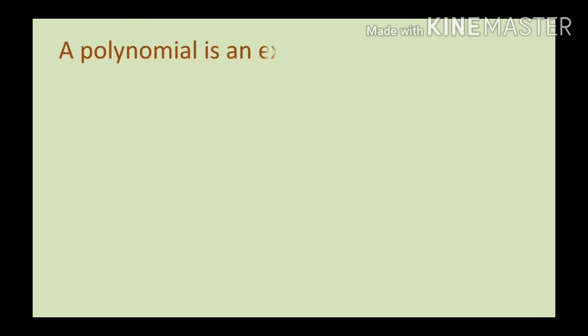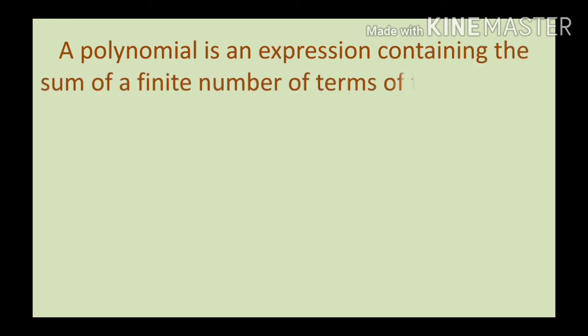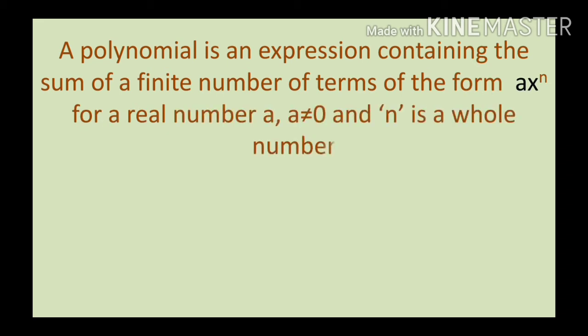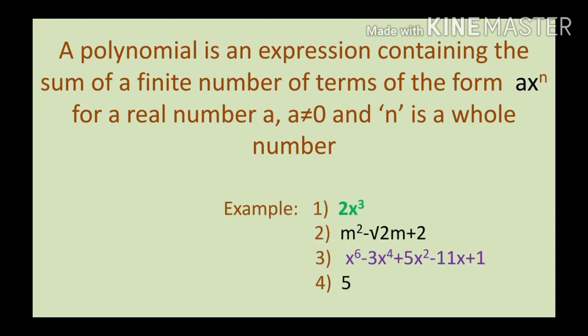Here, what is a polynomial? A polynomial is an expression containing the sum of a finite number of terms of the form a x power n, for a real number a not equal to 0 and n a whole number. Look at the examples. In all of them the powers are whole numbers. In polynomials, the variables have powers that are whole numbers, so they are called polynomials.